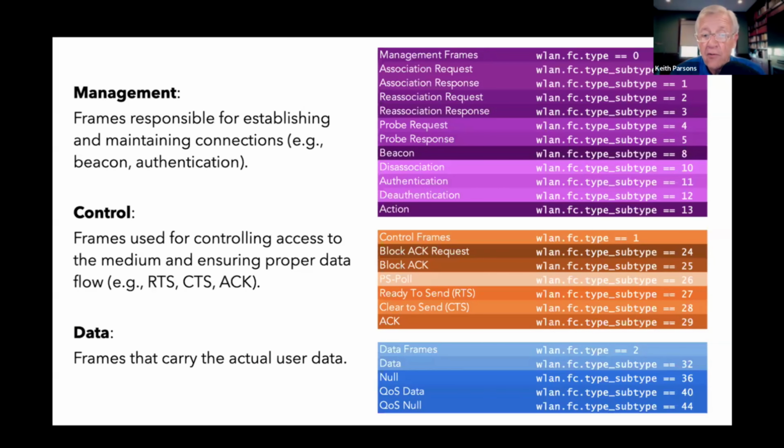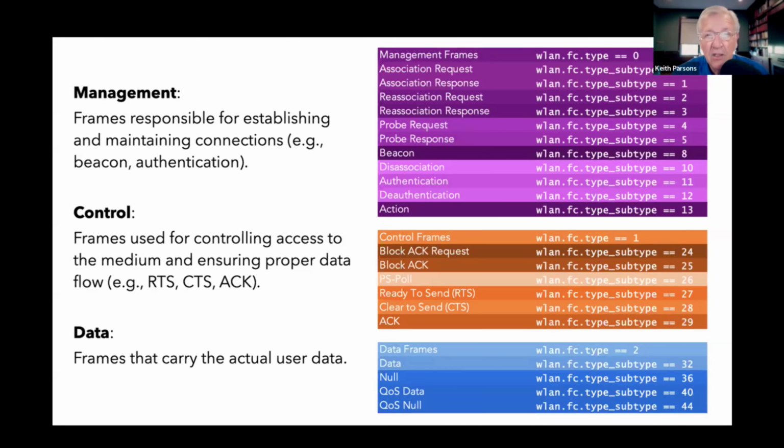Management frames. Control frames are, is it my turn to send, RTS? You're clear to send, CTS? Or for every single data frame, there's an ACK that comes after, meaning I sent you a frame, and if you acknowledged it, then I know that you got it.